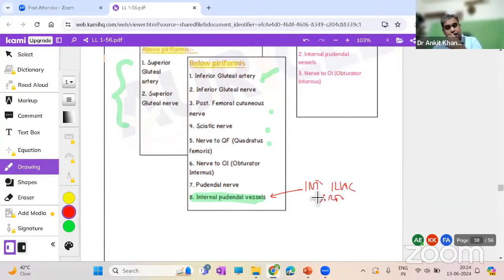It's a branch of the internal iliac artery. What does this vessel do? What area does it supply in the gluteal region? It does not supply any area in the gluteal region. Then why is it over here?